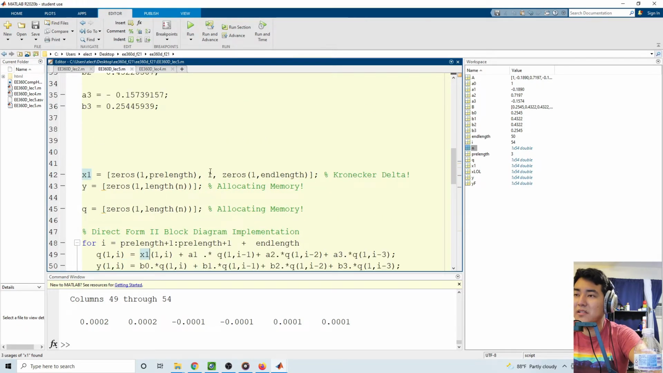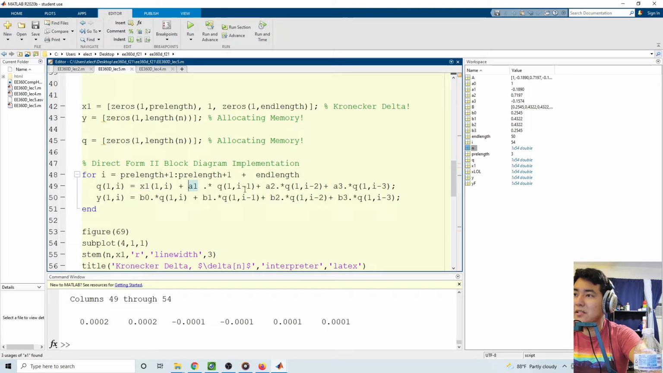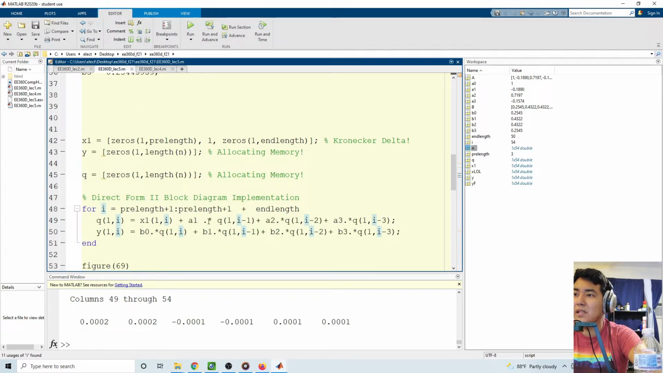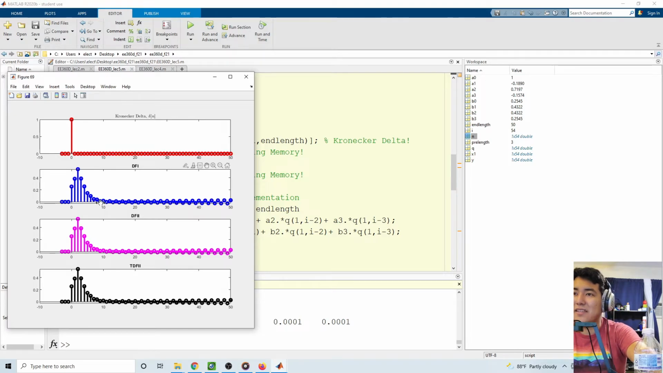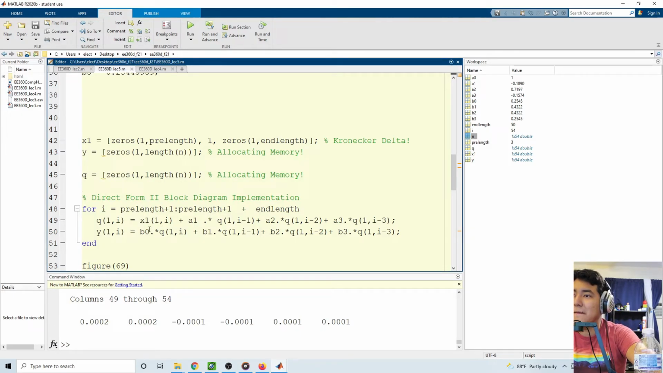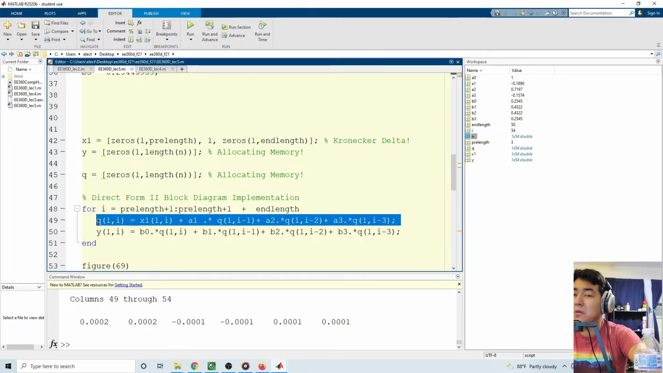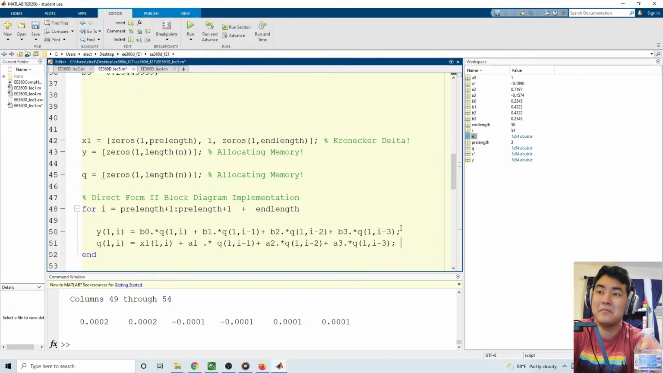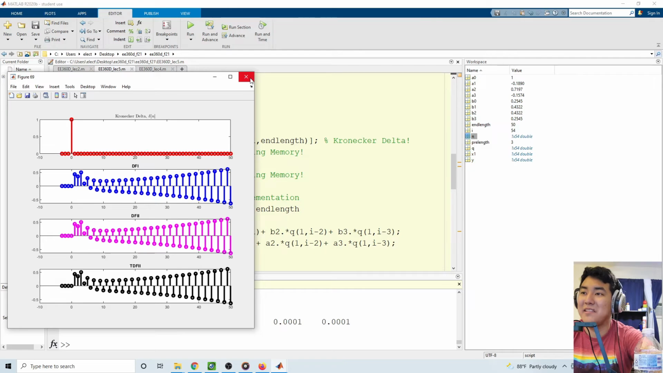X of 1. Take this input. A of 1. B of 0. B of 1. 2, 3. A of 1, A of 2, A of 3. B of 0, B of 1, B of 2, B of 3. Run that. That gives me that. Something's not right. I really hope it's not this. Nope. That definitely doesn't look right.